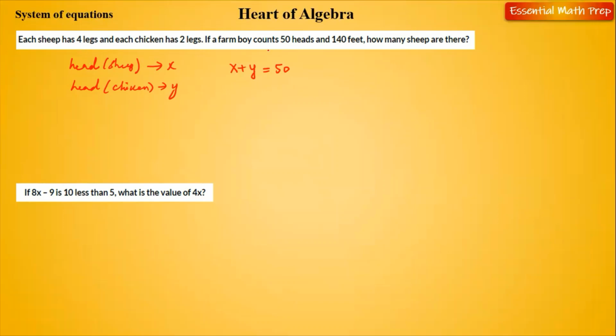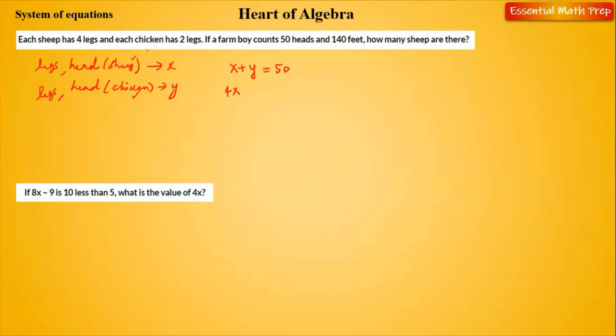Similarly, the legs are part of the feet, so we have 4X. That's why I said you have to keep it the same. Whether it's head or legs, let's add legs as well. What is critical is the sheep and the chicken are the variables. These are components of the animal, but the animals themselves are the variables.